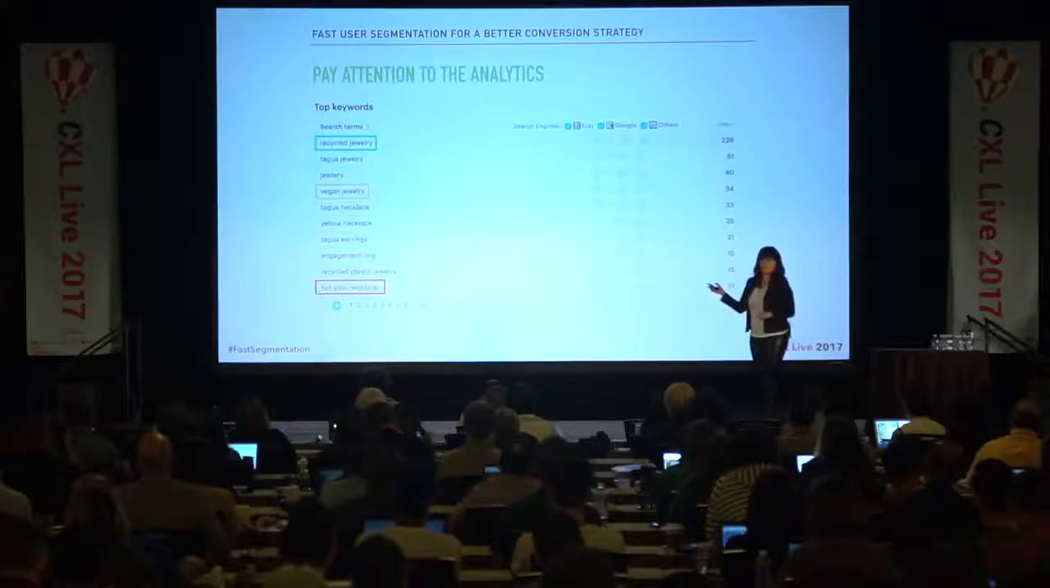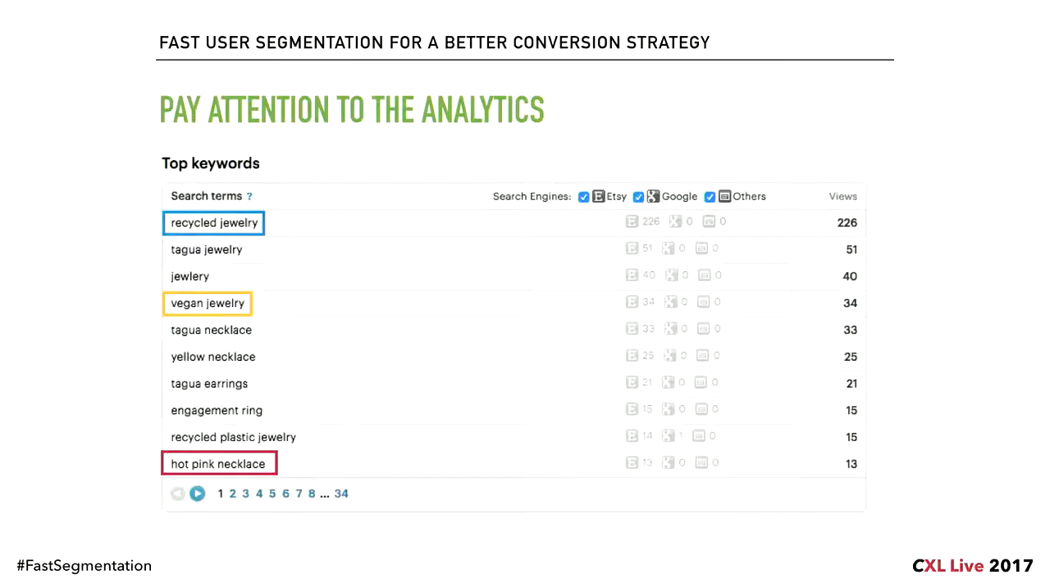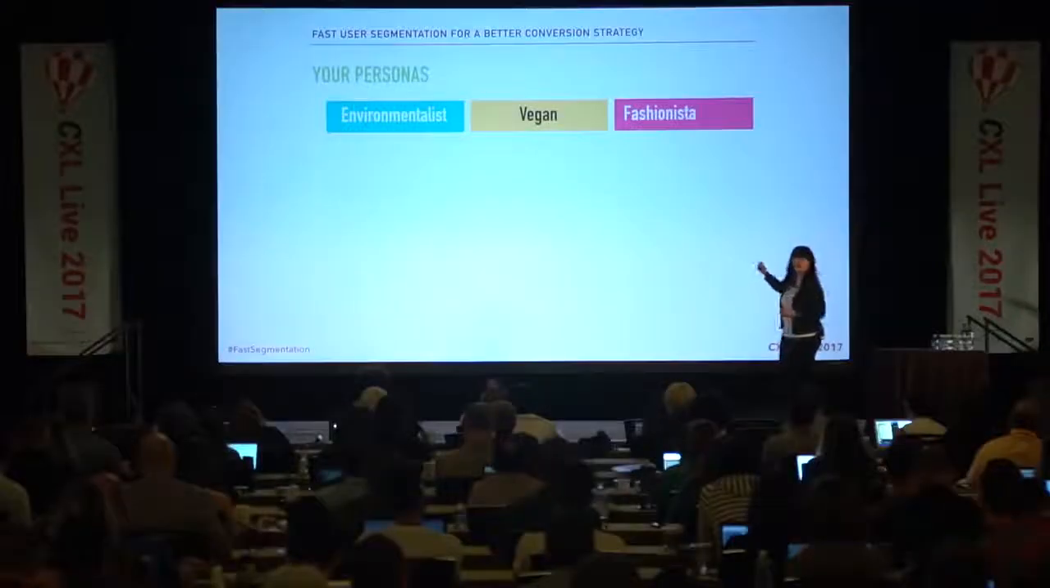Third insight, people shop by color. Some of you probably think I'm naive, but truthfully, it never occurred to me that people match their jewelry to their outfits, and they're looking for a hot pink necklace. They're looking for yellow earrings. I had no idea, right? So by looking at your analytics, less than an hour of work, you now have 3 personas right there: the environmentalist, the vegan, and the fashionista.